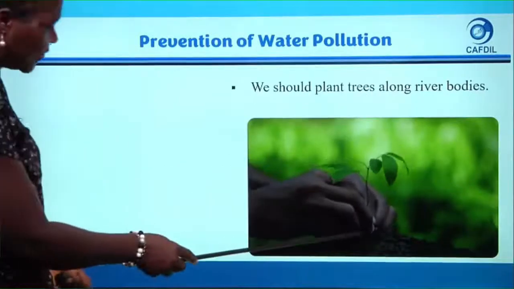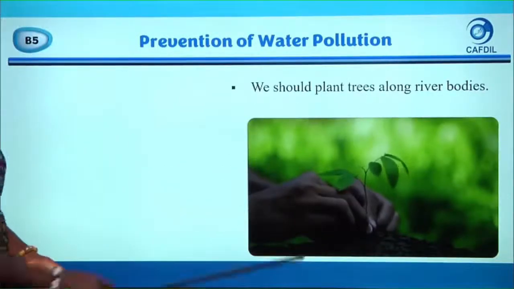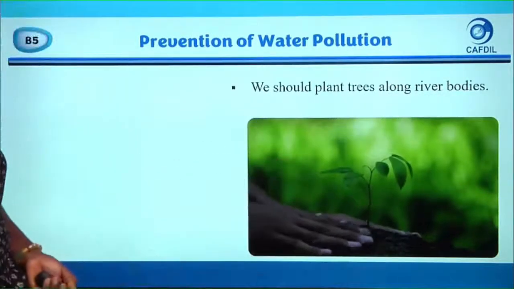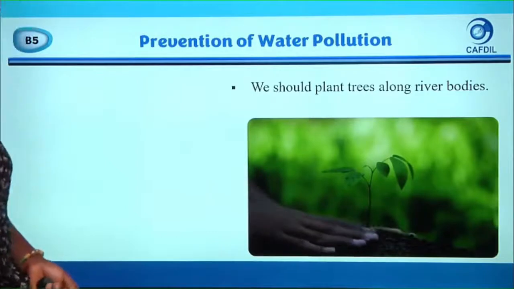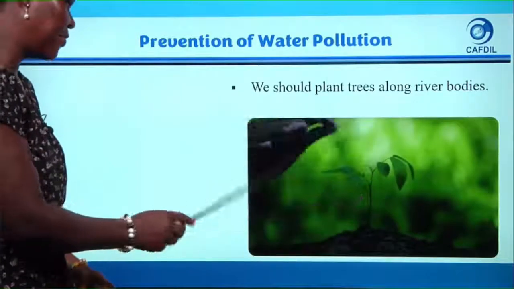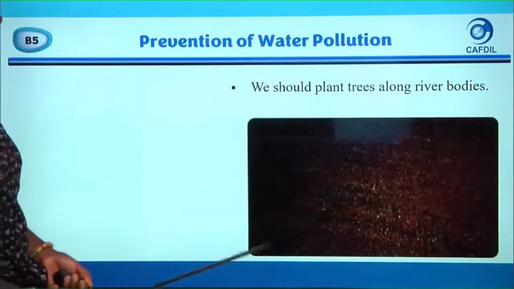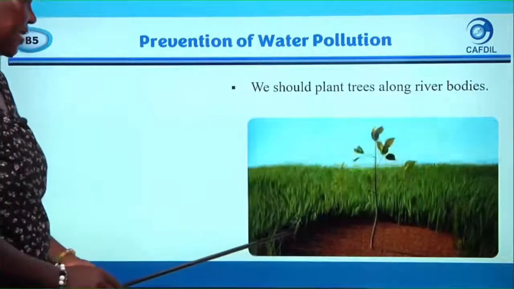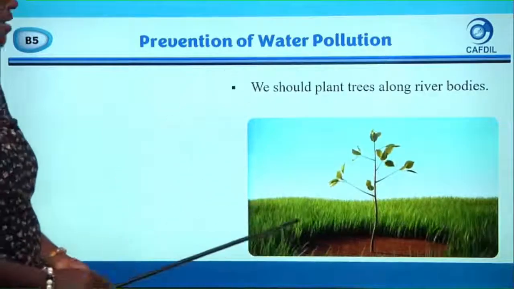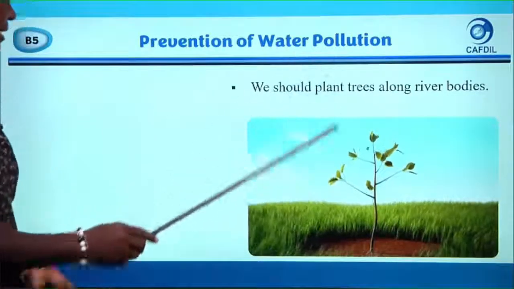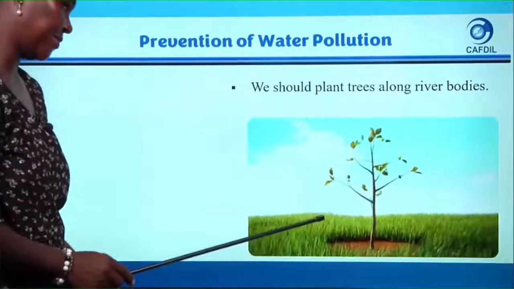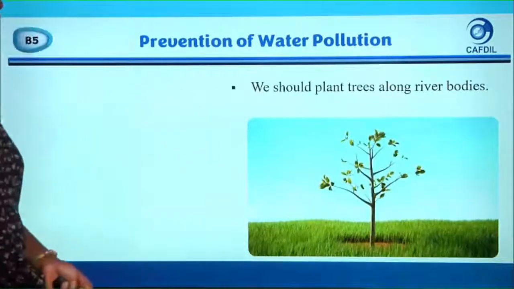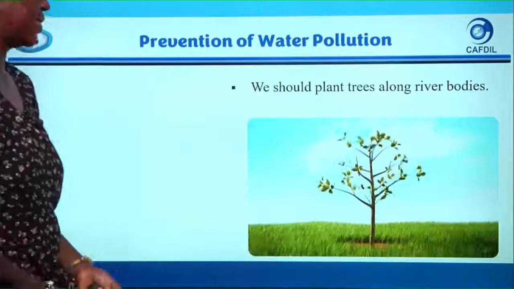So let's look at this video. We should plant trees along river bodies. Let's look at what will happen. Now we should plant the trees and let's look at what will happen to it. Now when you plant the tree along river bodies, when it rains, the water will not fall on the ground, on the bare ground.